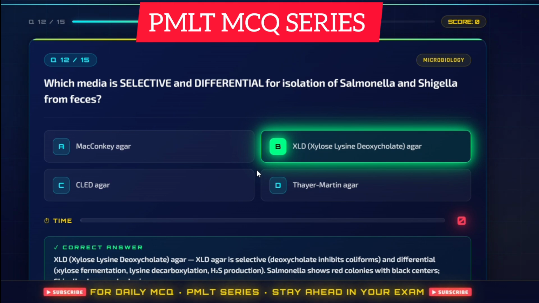The correct answer is B. XLD agar is selective, deoxycholate inhibits coliforms, and differential, xylose fermentation, lysine decarboxylation, H2S production. Salmonella shows red colonies with black centers, Shigella shows red colonies.